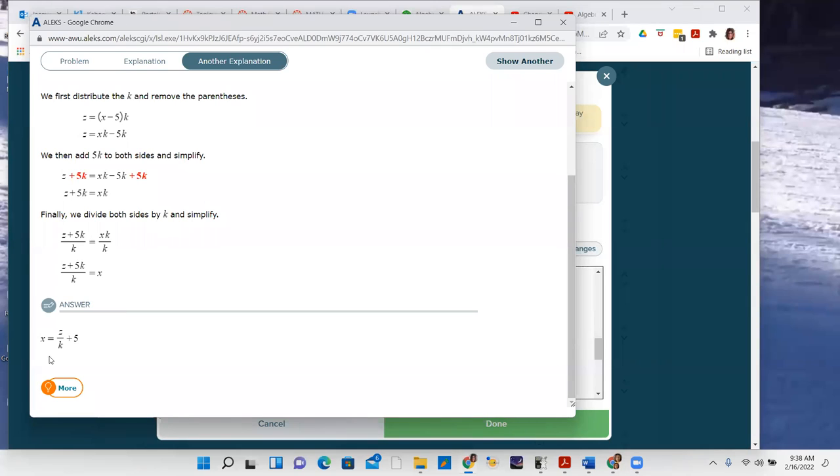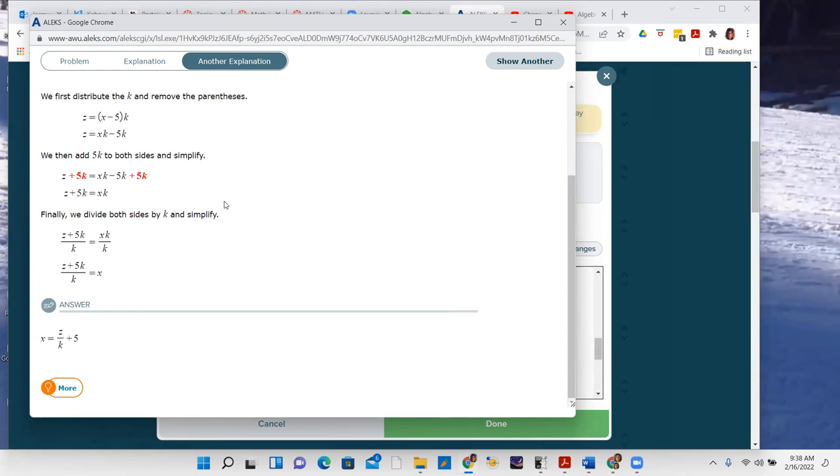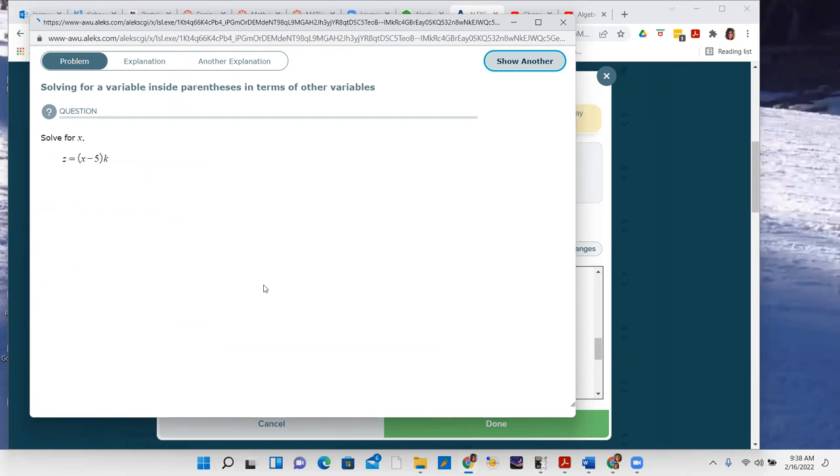And again, you could either leave it like that as one fraction, or you could separate it. You have the first term. Remember, terms are separated by plus signs. The first term z over k plus the second term 5k over k, and the k's cancel, so you're left with just the 5. All right, so try one of these.